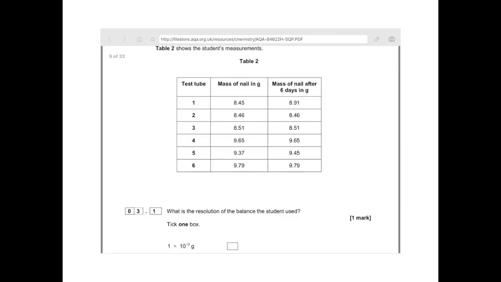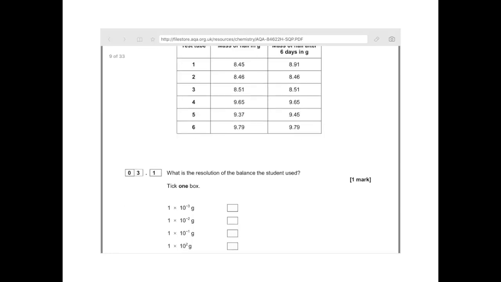Table 2 shows the students' measurements. So we're looking at the mass of the nail before and then the mass of the nail afterwards. When it hasn't rusted, you'd expect the mass to stay the same. When it's rusted, you'd expect it to increase in mass due to the addition of rust. And as we scroll down, we can see that there's been rusting on the first nail and the 5th nail, which, if I look back, is what I anticipated when I was doing my working out before.